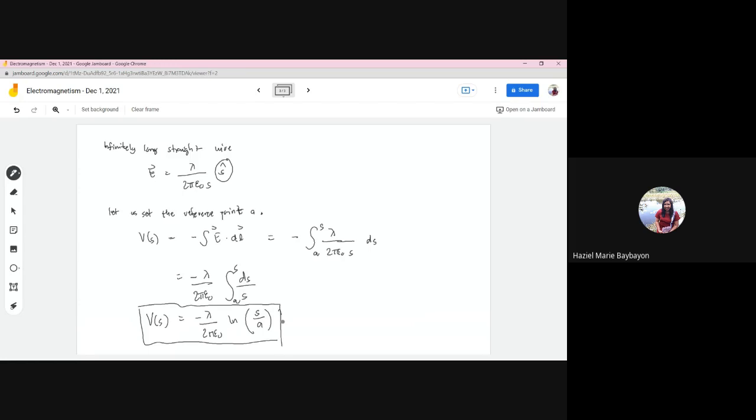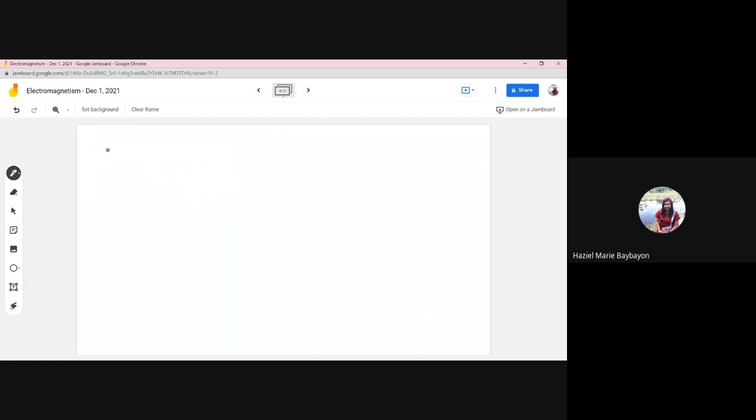Okay, we will then check. So in order to check, class, we just have to get the gradient of V. So the gradient of V is equal to the partial derivative with respect to S of V S hat, plus the partial derivative with respect to phi, and the Z term.